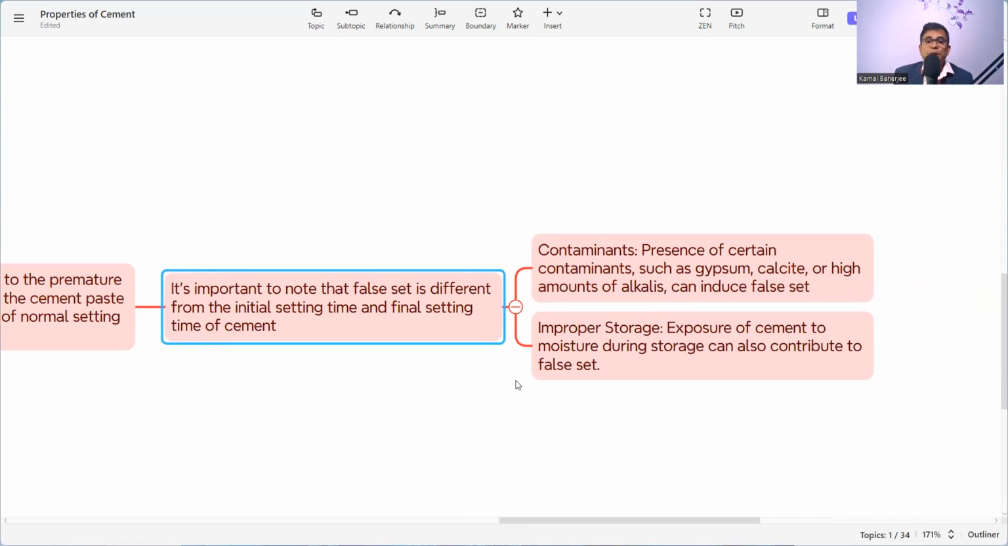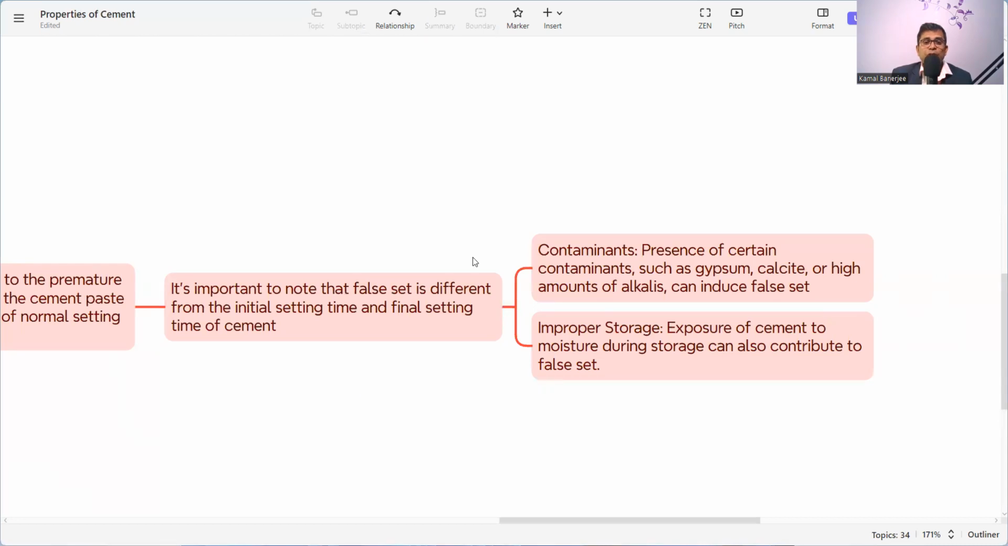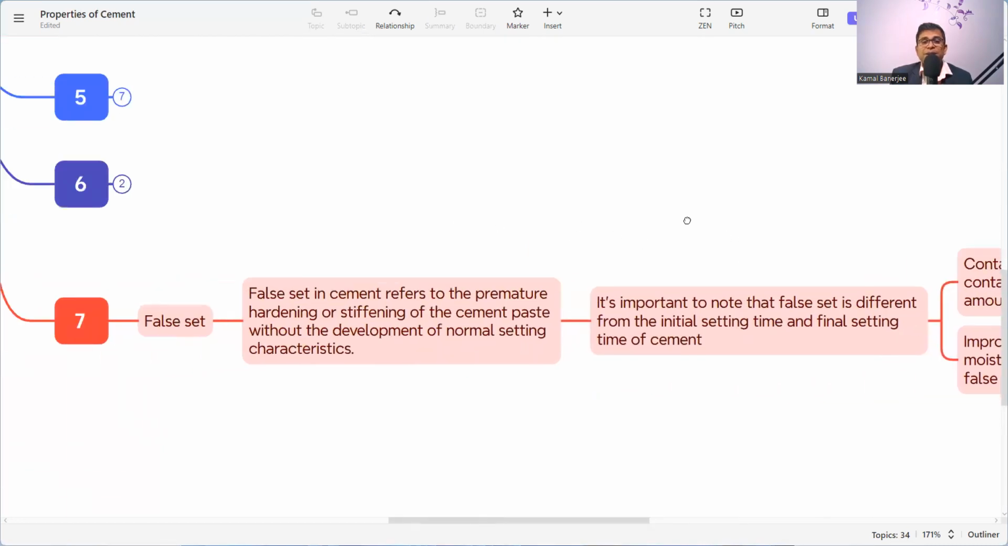The presence of certain contaminants such as gypsum, calcite, or high amounts of alkalis can induce false set. So we need to check whether these impurities or contaminants are there in the cement or not, because whenever we are making concrete there is a chance of false set. And if it is false set, our concrete is totally wasted. Another reason for false set is improper storage. Exposure of cement to moisture during storage can also contribute to false set. So that's why the storage of cement is very essential.